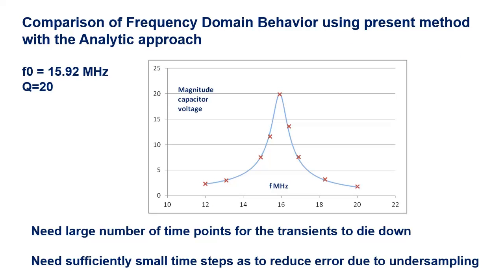The magnitude of the capacitor voltage as a function of frequency is plotted in blue using the analytic formula just described. The red cross marks denote the frequency domain response as calculated by our present method. We see good agreement between the two methods in general. To determine the steady state accurately, one needs to have a large number of time points for the transients to die down. Also, one needs sufficiently small time steps so as to reduce error due to undersampling.